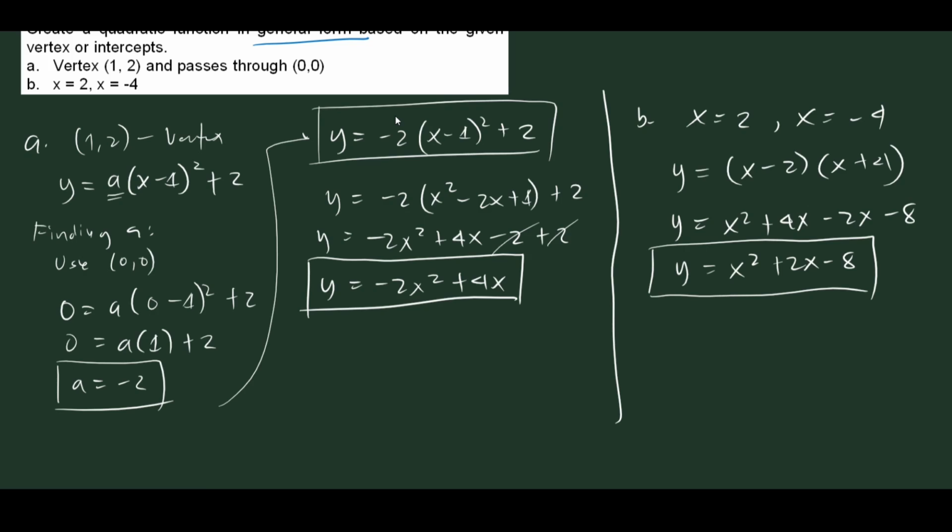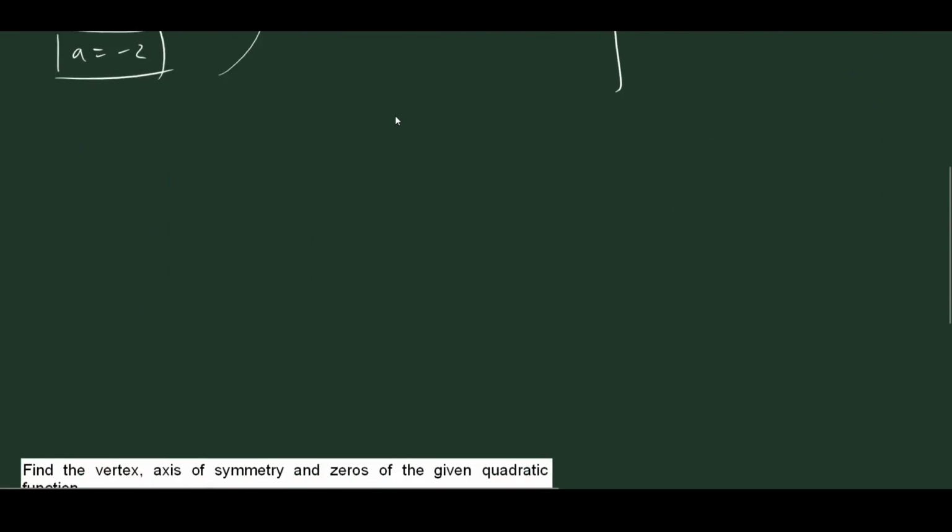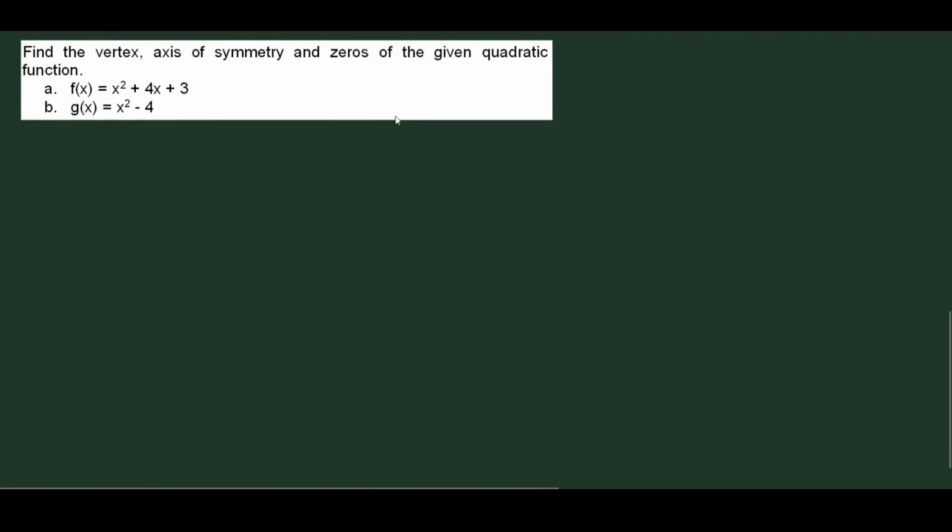Okay, so let's proceed to different problems. We have here: find the vertex, axis of symmetry, and zeros. Zeros are the roots of the given quadratic function. As you can see, this is a general form, right? There are two approaches to answer this A. We can derive the formula for finding the vertex, so we can do that before answering.